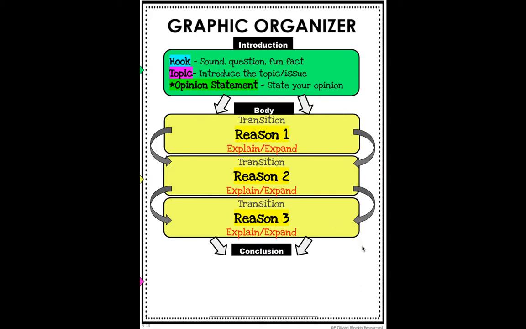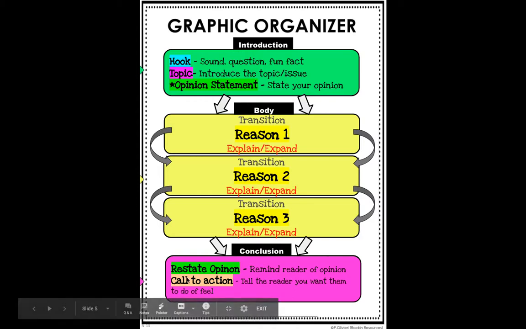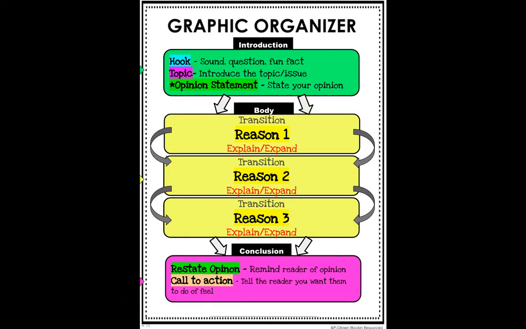And then finally, you're going to go to your conclusion paragraph. And in your conclusion paragraph, you have 2 basic things you're going to do. First, you're going to restate your opinion. That just means tell the reader your opinion again. So you're going to remind them of how you feel about this topic. So you can say, "as you can see," and then tell them what you think.